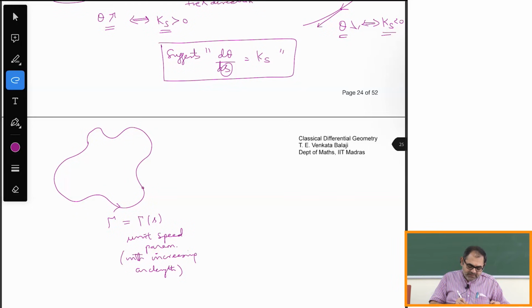Suppose I give you a point t naught, or in this case, since the parameter is s, let me call it s naught. If you take the point s naught, let us say this is the point gamma s naught, at this point I will get a tangent vector. This tangent vector will be gamma dot of s naught. Mind you, it's a unit vector. It's unit speed, so gamma dot always has norm 1.